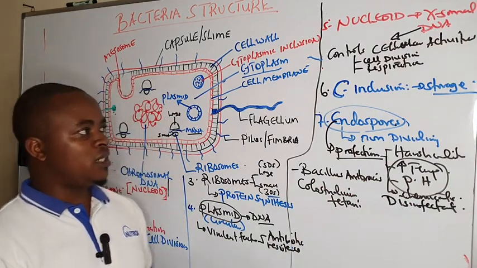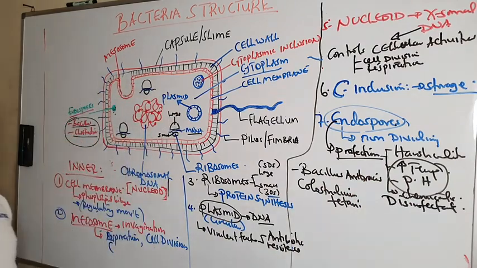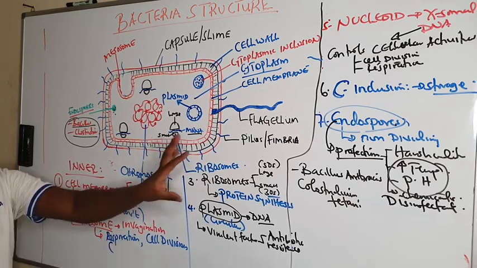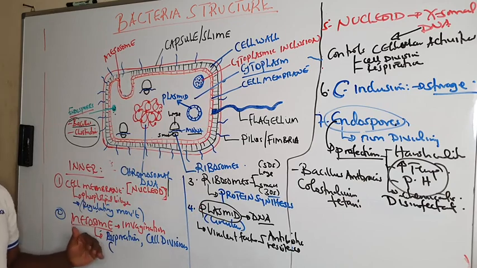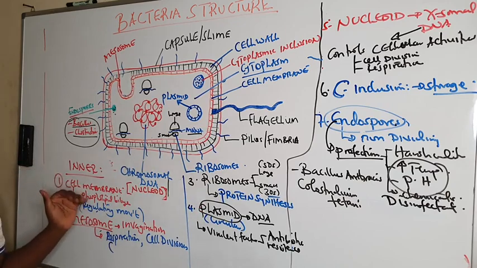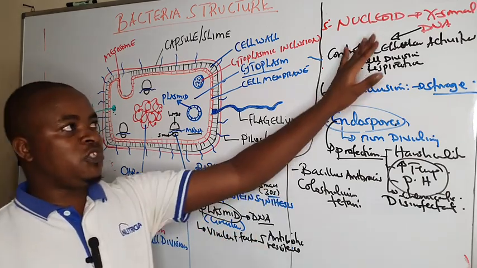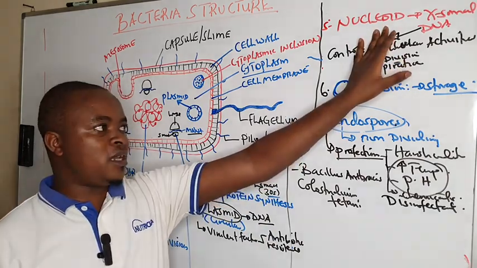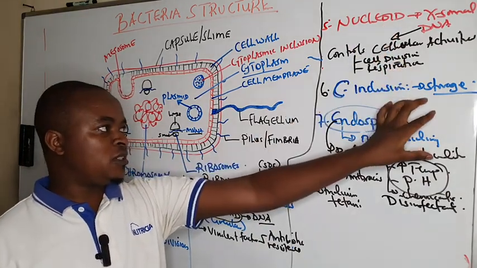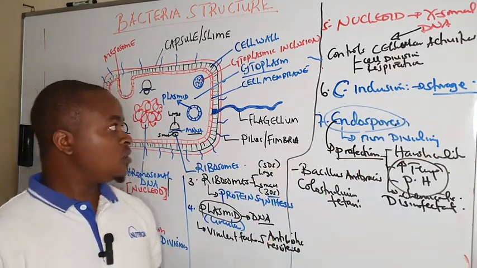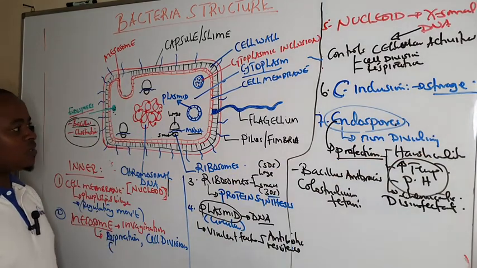So this is what we can discuss with you, where we have seen the inner parts. We have the cell membrane, then all these that are found within the cytoplasm. That is, we have the cell membrane, the mesosome, ribosomes, the plasmid, the nucleoid, which contains the chromosomal DNA, the inclusion bodies, the cytoplasmic inclusion, and the endospores. So this is what we can discuss with you in this session.